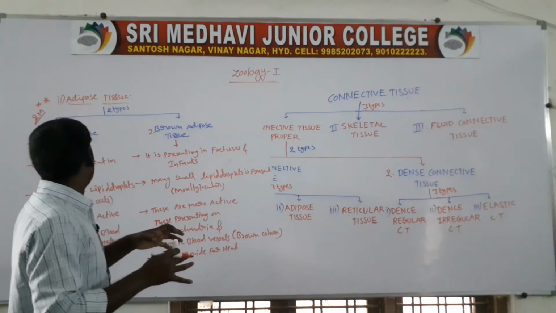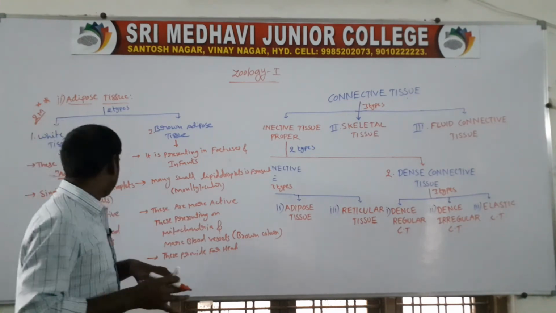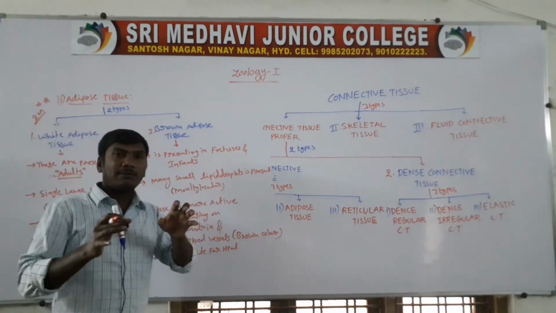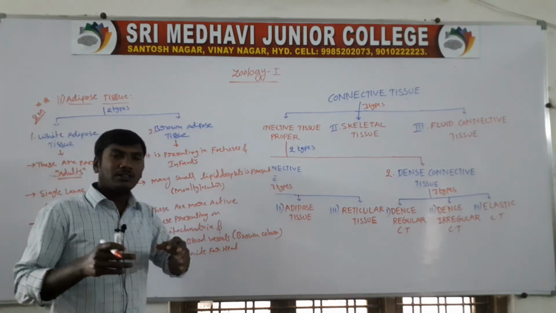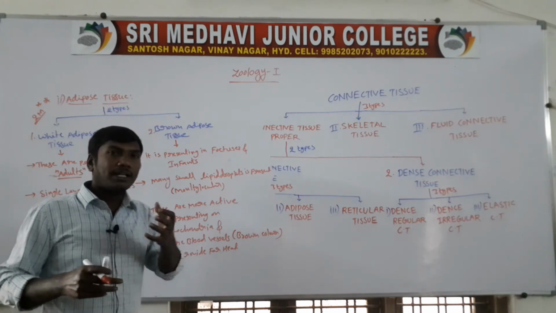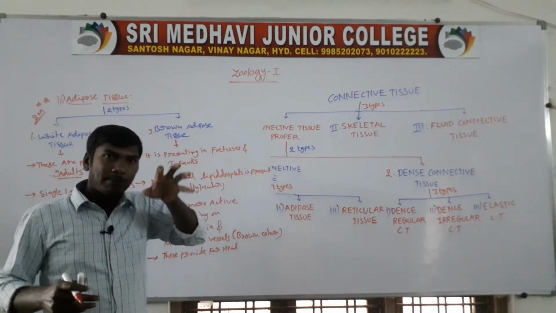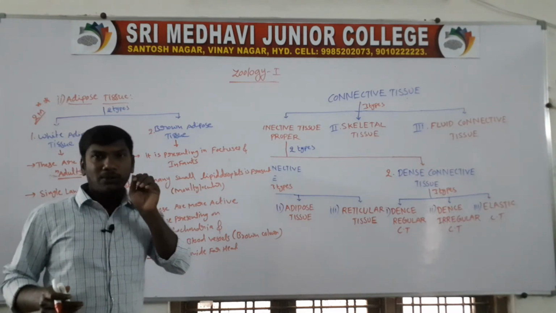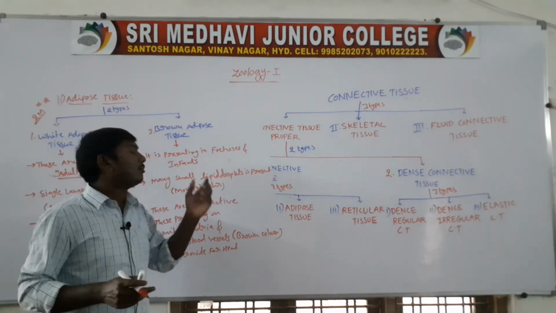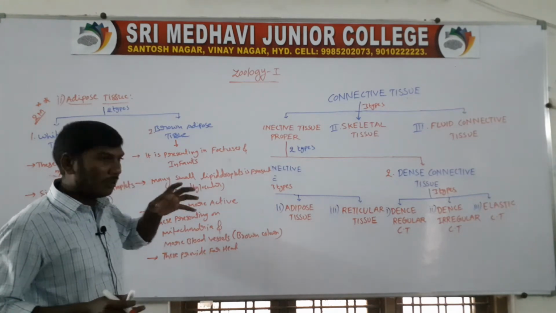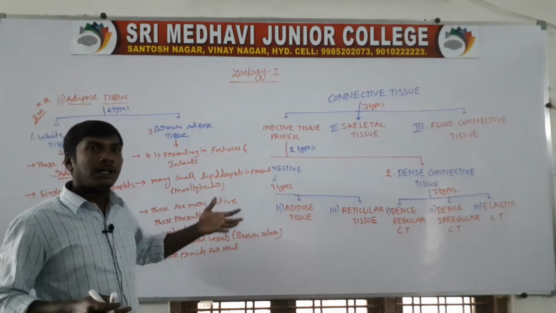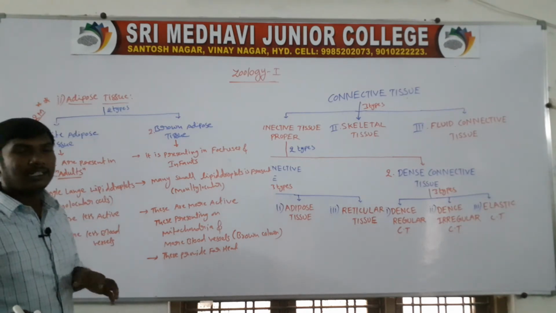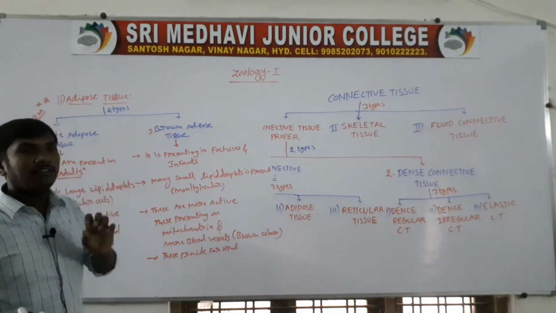Brown adipose tissue is metabolically more active because it contains mitochondria and more blood vessels, so there is a rich blood supply in brown adipose tissue. Because of the many blood vessels, its color is brown. In white adipose tissue there is less blood supply and fewer blood vessels, so it is white in color.